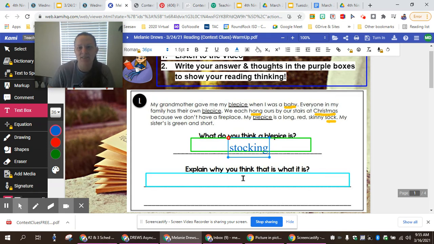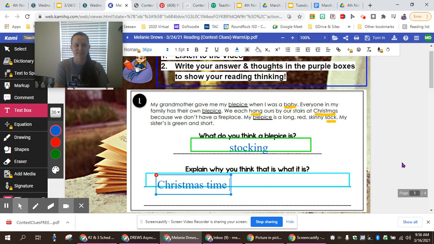Okay. Now I've got to explain why you think that is in the blue box. So I'm going to kind of use, if I've highlighted them along the way, that in my box here. Okay. So I'm going to click down here and I'm going to say, I knew it was that because it said Christmas time and it was a sock. Like that was the big clue. It's Christmas time and it was a sock. All right, so it was a stocking.